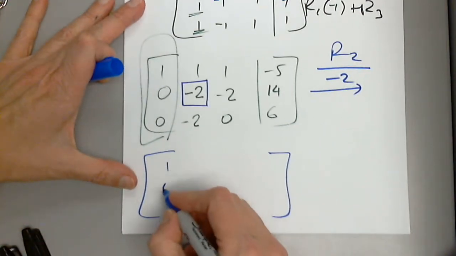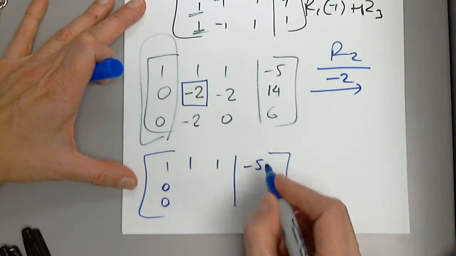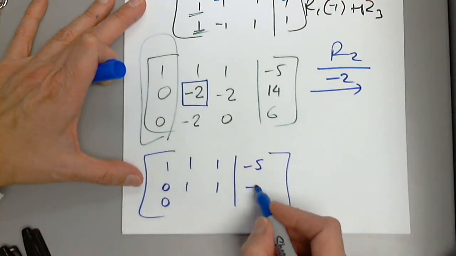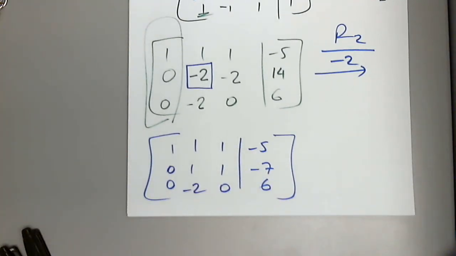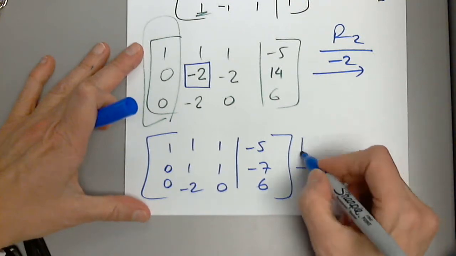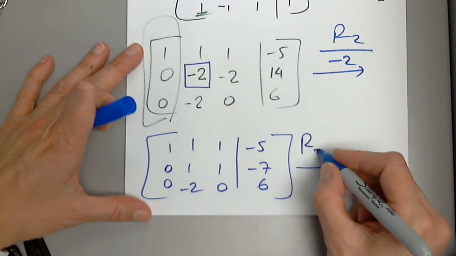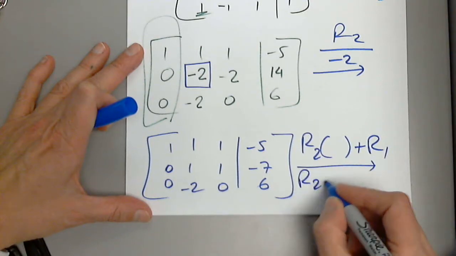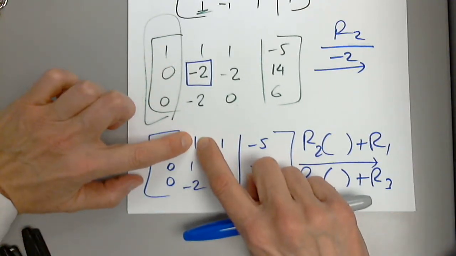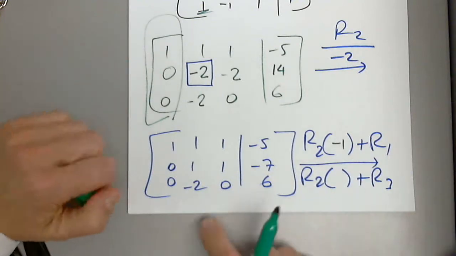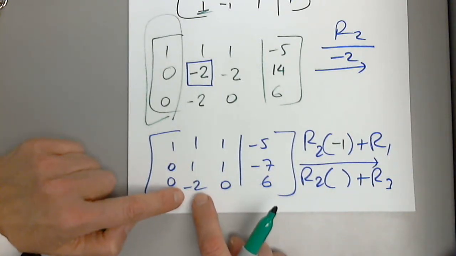So I have 1, 0, 0, 1, 1, negative 5, 1, 1, negative 7, negative 2, 0, 6. I divided row 2, both sides, everything by negative 2. So now, obviously, I have to use which row? Very good. And add it to row 1 and add it to row 3. What do I need to multiply it by to eliminate this? Perfect. What do I need to multiply by to eliminate this? Very good.